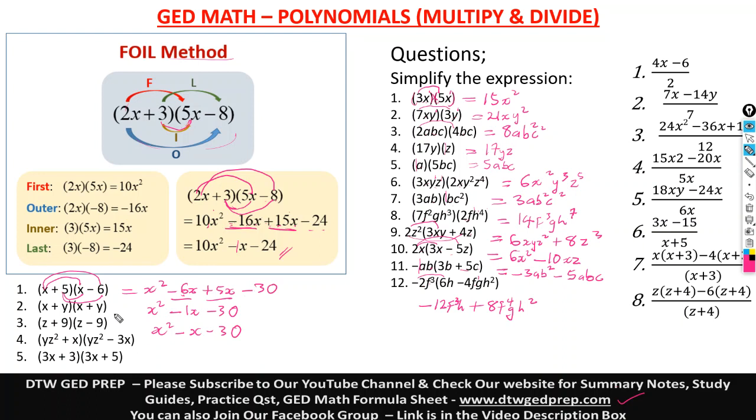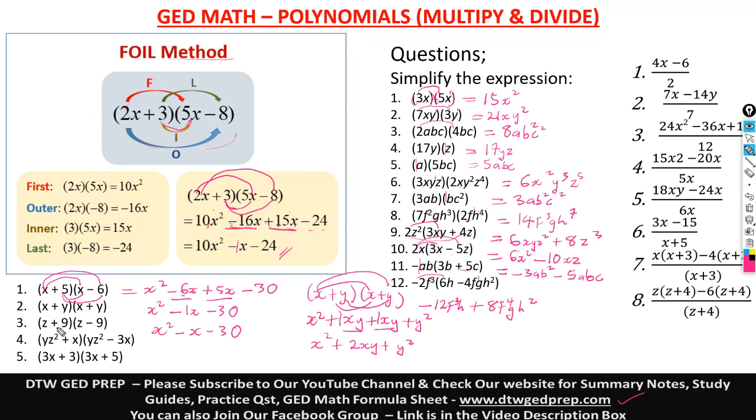Okay? So for number two, we have x plus y, x plus y. Do x times x gives us x squared, x times y gives us positive xy, not yx. When you're multiplying variables, which are the alphabets, you arrange them in alphabetical order. x comes before y. Then we do y times y, which gives us positive y squared. You can see these are like terms, so we can combine them. There is an invisible one here, so we have positive one plus positive one, which gives us 2xy plus y squared.